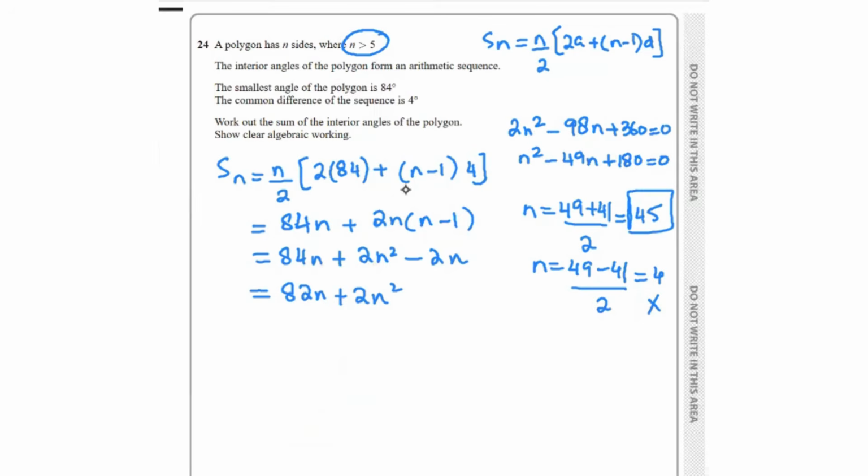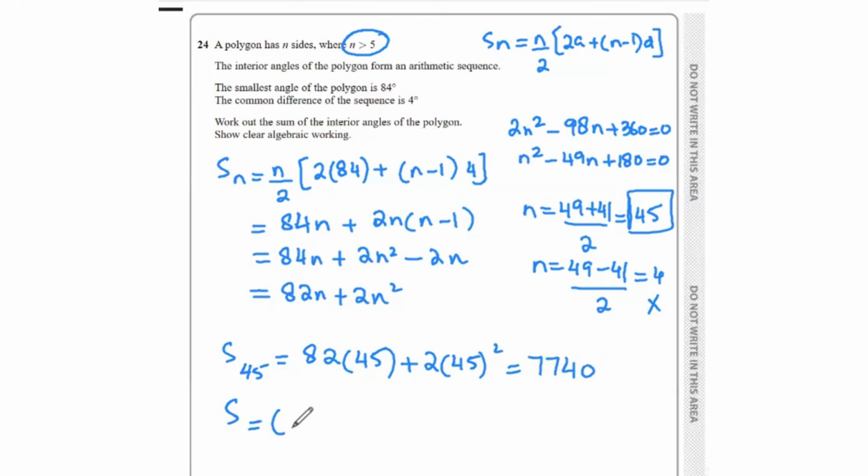So they wanted the sum of interior angles for the polygon. If you use the first one, that's also fine. You can use the other one as well because all you need is the value of n. So S45 would be 82 times 45 plus twice of 45 squared. That gives us 7,740. And let's say we use the other formula.